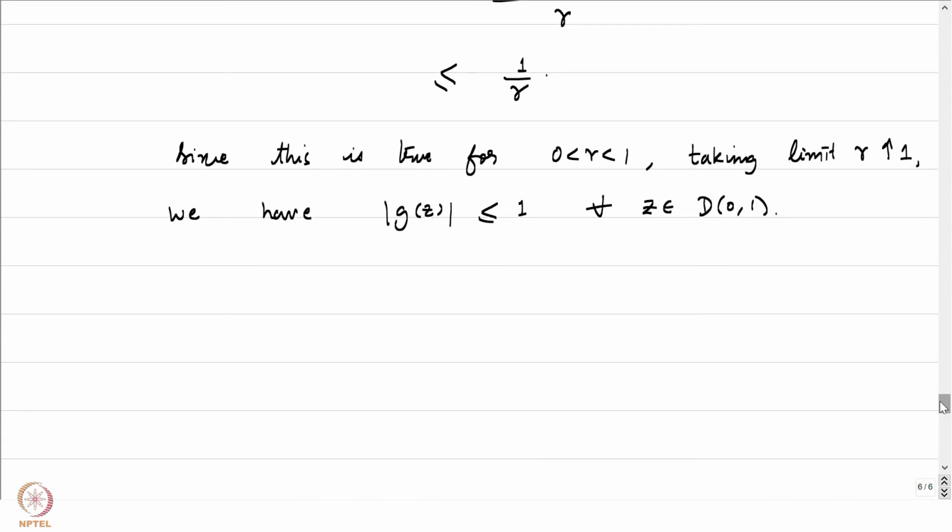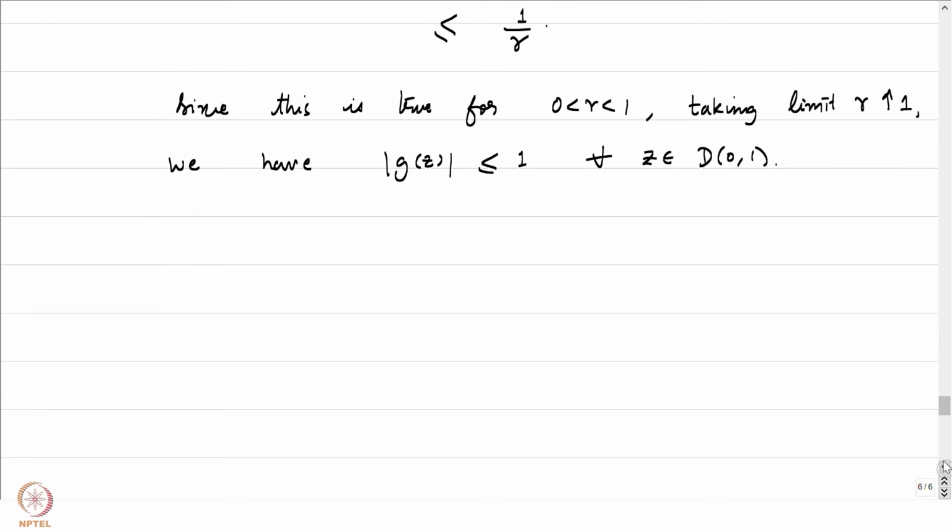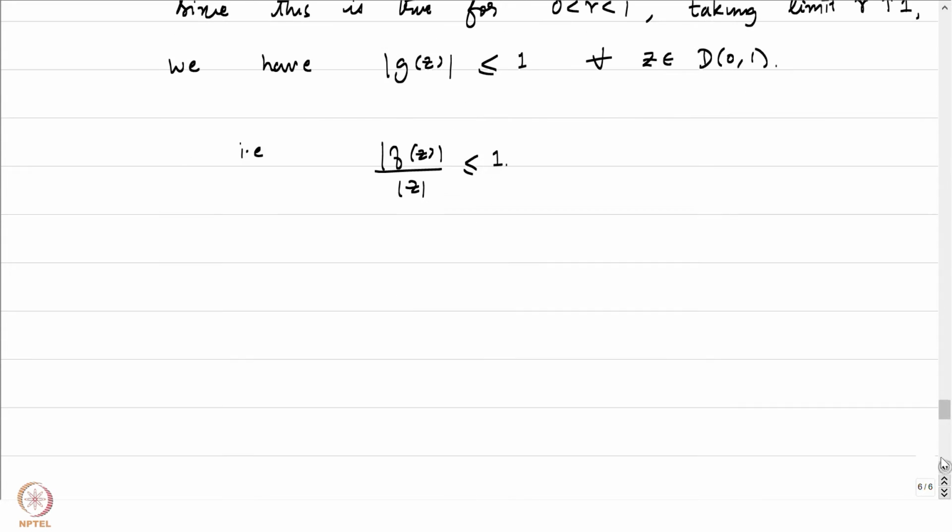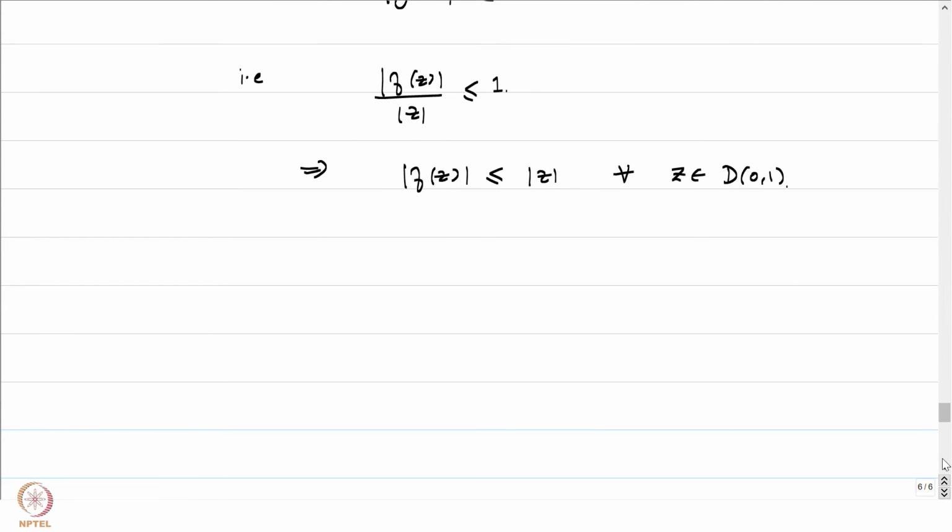But what is the meaning of mod g(z) less than or equal to 1? I.e., absolute value of f(z) by mod z is less than or equal to 1. That's precisely what it means, which translates to saying that the absolute value of f(z) is less than or equal to the absolute value of z for all z in D(0,1). Oh, notice that this is actually true only for D(0,1) minus 0.